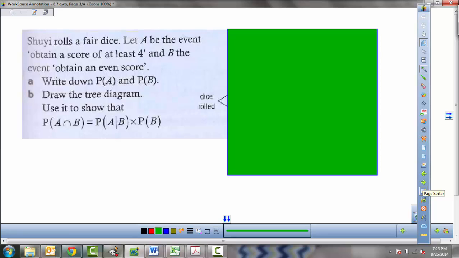So Shu Yi rolls a fair die. Let A be the event, obtain a score of at least 4, and B be the event, obtain an even score. We want to find the probability of A and the probability of B. So the probability of A, well, A is at least 4, so that would be 4, 5, or 6. That's 3 events out of a possible 6.